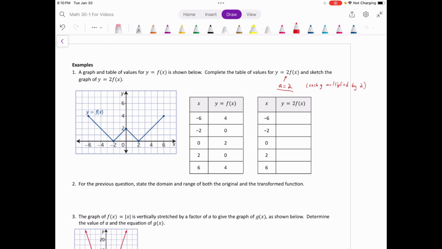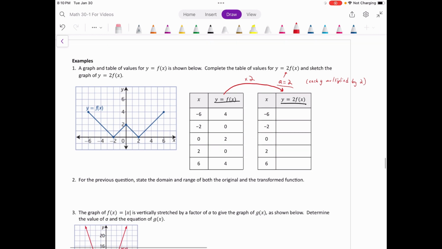Okay, so you can see here, to go from y equals f of x to y equals 2f of x, we have to take our original y's, our original f of x outputs, and multiply them all by 2. We're not doing anything to the x's, right? There's no horizontal stretch. That's going to come later. Vertically stretched, y values are being multiplied by 2.